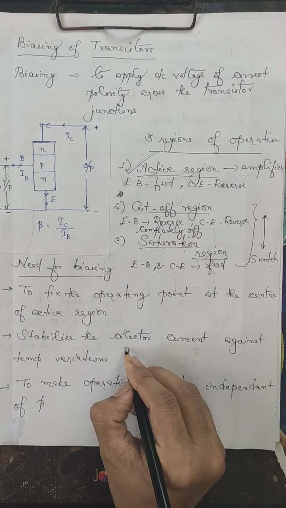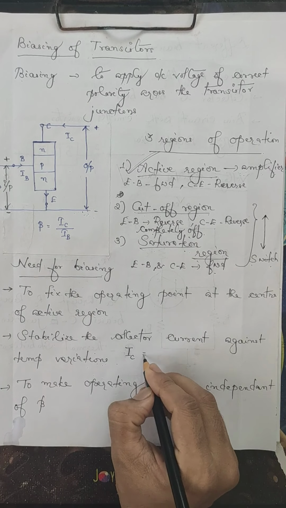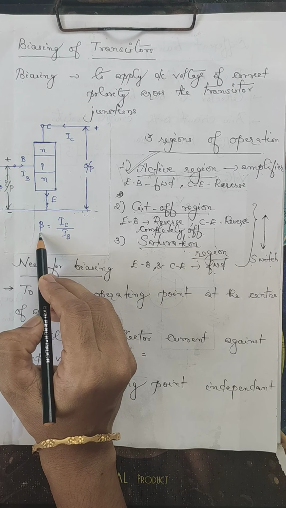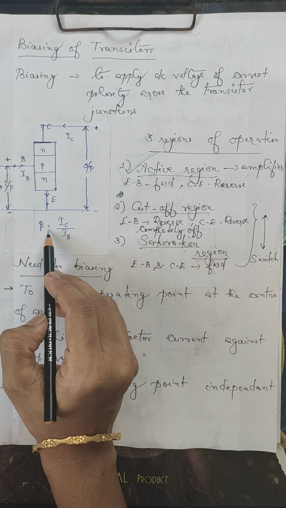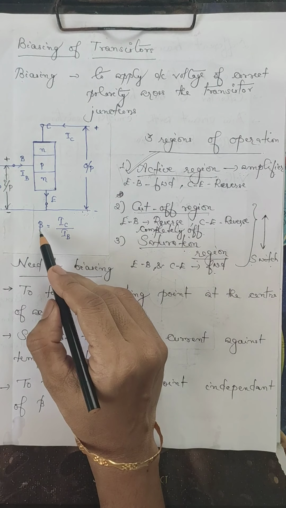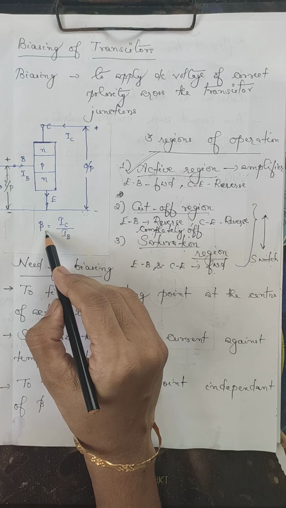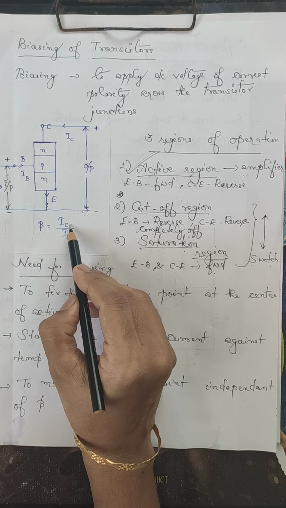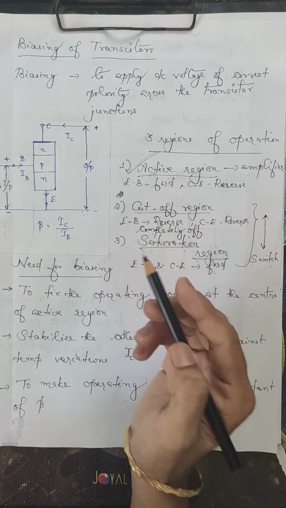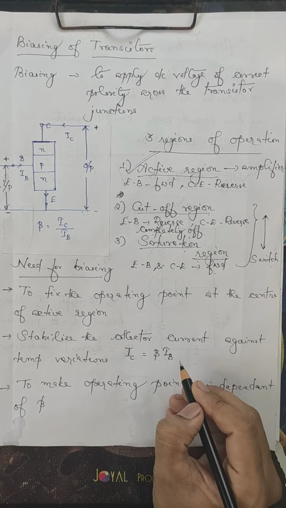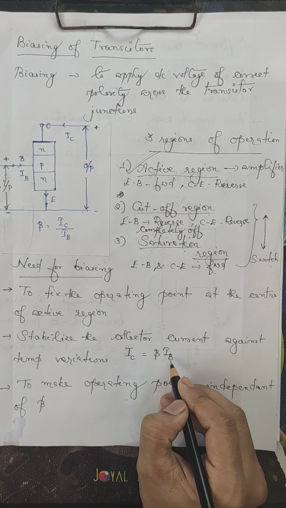We know that collector current IC is equal to, so this is the current gain for a common emitter amplifier. Current gain is nothing but the ratio between output current and input current. So the current gain for a common emitter configuration, indicated as beta, is equal to IC divided by IB. From here we can write IC is equal to beta into IB.